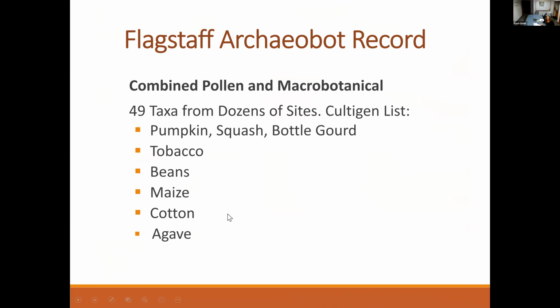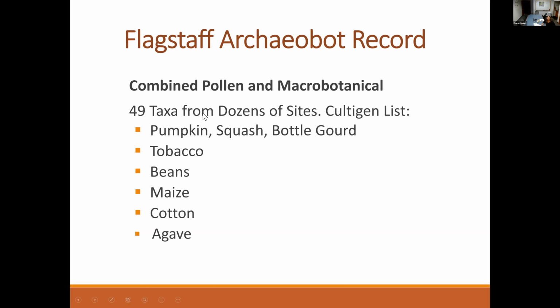The archaeobotanical record from Flagstaff. I did a little synthetic report of all the archaeobotanical reports I could find in the region. 49 taxa from dozens of sites. The cultigen list: pumpkin, squash, bottle gourd, tobacco, beans, maize, cotton, and agave. And yes, cotton was grown in Flagstaff. There are cotton remains from Elden Pueblo, but it was not uncommon to find cotton remains in sites east of Flag, especially the Winona area and parts further east.